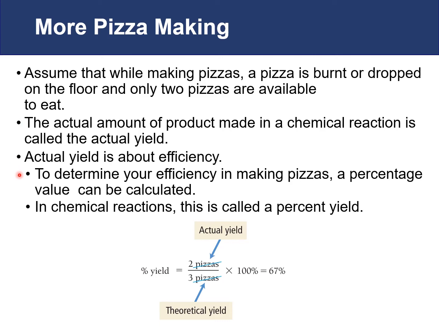To determine the efficiency in making pizzas, we would look at a percentage value that can be calculated. In chemical reactions, this is called the percent yield. The percent yield is equal to the actual amount that you made divided by, in theory, how much you could have made if the reaction went to completion and you were able to get back all of your end product. We take that ratio times 100 to convert it into a percent, and in the case that we have here for our pizzas, you made 2 successfully out of the 3 that you could have possibly made from the ingredients you have. This would give you a 67% yield.